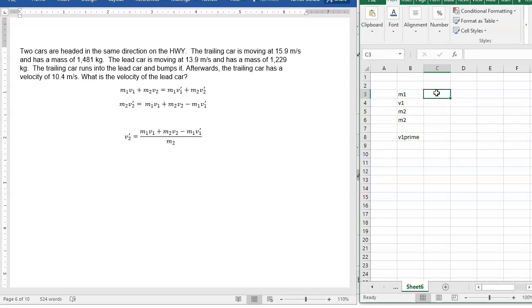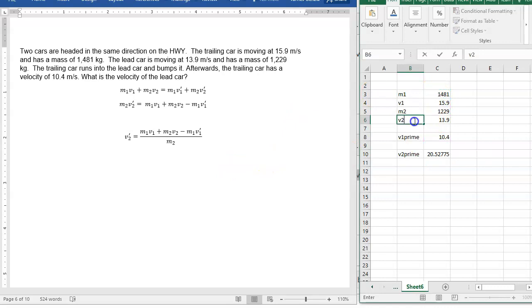We've got 1481 kilograms at 15.9 meters per second and 1229 kilograms at 13.9 meters per second. And then afterwards, car 1 is going 10.4 meters per second. And let's calculate v2 prime. Parentheses, m1 times v1 plus m2 times v2. You see I've got a typo there. Minus, right, m1 times v1 prime, divided by m2.